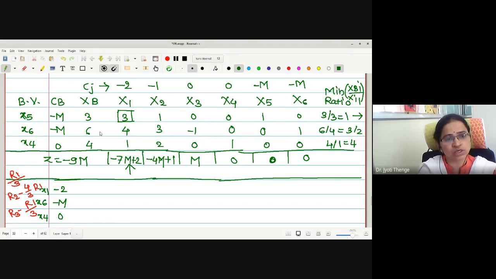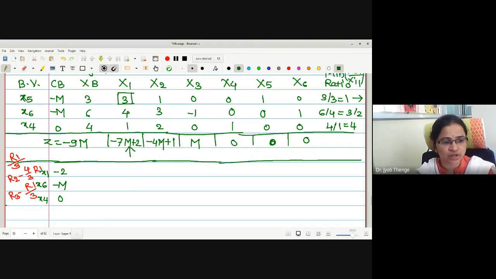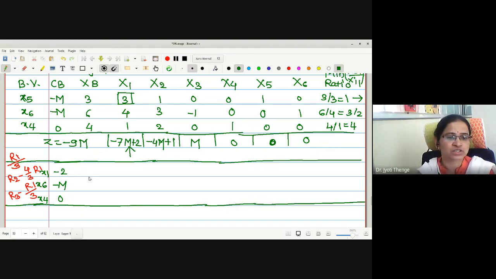Now what is the hint known to us? The columns corresponding to the basic variables are the columns of the identity matrix. Therefore, we will write those columns first so that the calculation gets simpler. x1 I will make 1 0 0, x6 no doubt 0 1 0, x4 will be 0 0 1. Now let us perform the row operations. For the first we have used R1 by 3. Therefore, this is 1 by 3, this is 0, 1 by 3. Correct?